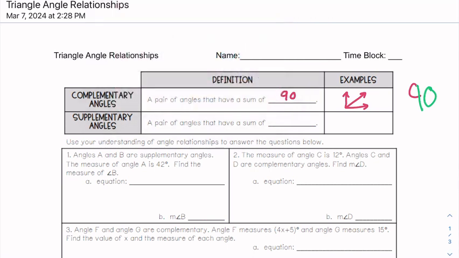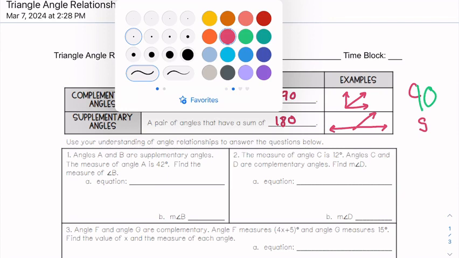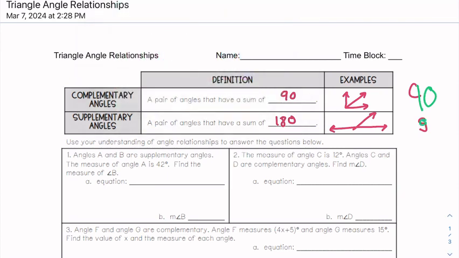Next, we've got supplementary angles, which are a pair of angles that have a sum of 180 degrees. And 180 degrees is actually a straight line. So we're talking about two angles which together make a straight line. That's what an example of that could look like. And I remember that by taking that S that supplementary starts with, and I can make 180 out of it. So supplementary 180, complementary 90.